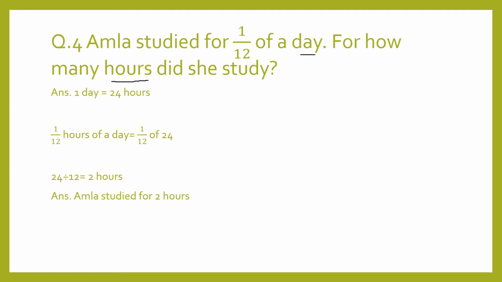It means she studied 1 by 12 of 24 hours. So 1 by 12 of 24. 24 divided by 12 will give us 2, and as it is 1 here, when we multiply 1 into 2, we get 2 only. So she studied for 2 hours.